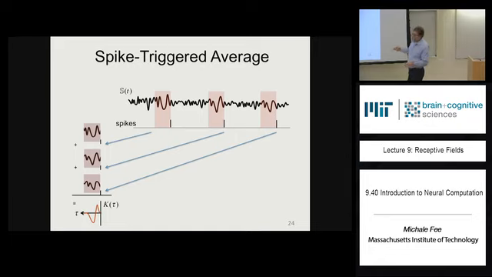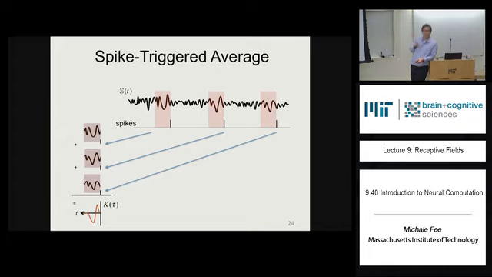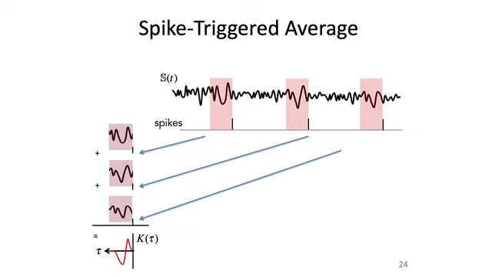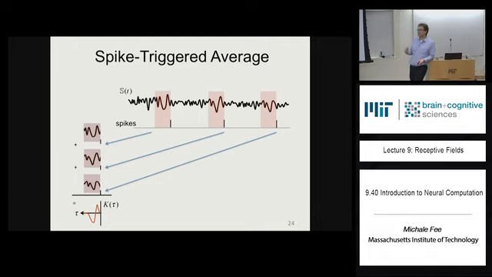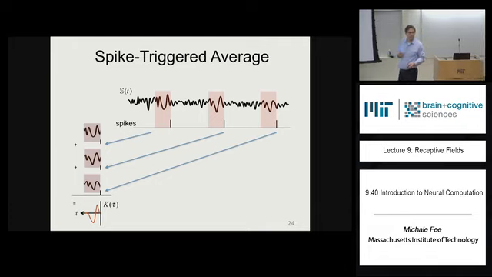What's really cool is that you can show that under some conditions, that spike-triggered average is actually just the receptive field of the neuron. It's the linear receptive field of the neuron.